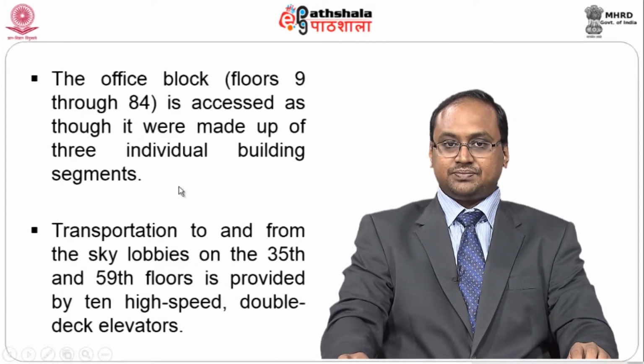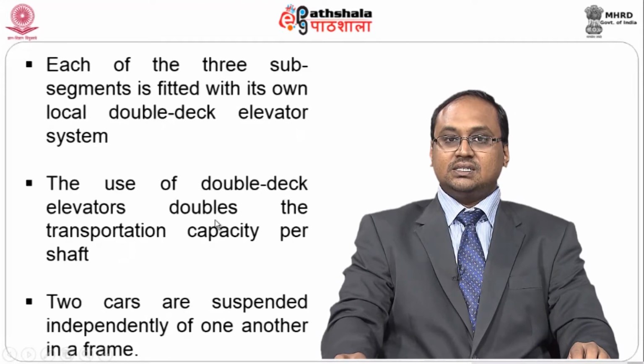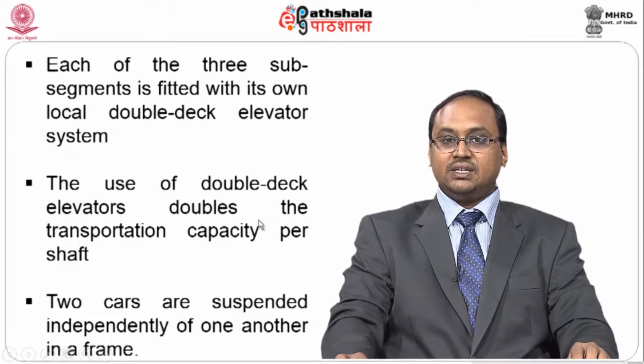The office block floor 9 through 84 is accessed as though it were made up of 3 individual building segments. Transportation to and from the sky lobbies on the 35th and 59th floor is provided by 10 high speed double deck elevators. Each of the 3 sub segments is fitted with its own local double deck elevators, and the use of double deck elevators doubles the transportation capacity per shaft, and it clearly indicates the high usage of the elevator system across the floors. The 2 cars are suspended independently of one another in a frame.